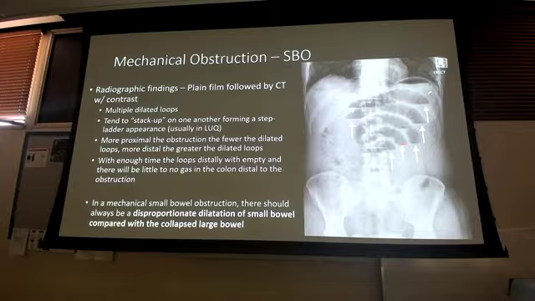Does that track? Questions on the small bowel stuff? We will stop there for today. We'll get into large bowel obstruction tomorrow.